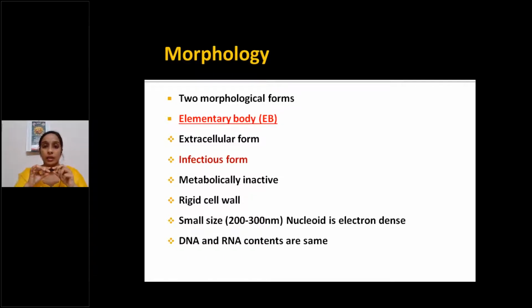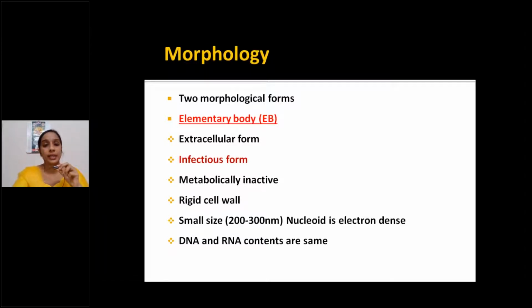One is the elementary body and the second one is the reticulate body. Two morphological forms. If we look at all the remaining bacteria, we study morphology like this: gram negative, gram positive, sporulated, non-sporulated, capsulated, non-capsulated, motile, non-motile. But here the morphology of Chlamydia is different.